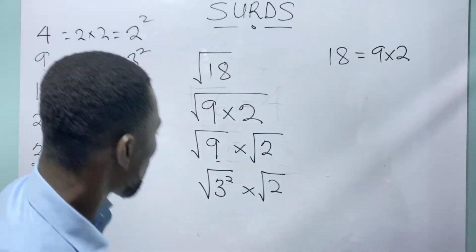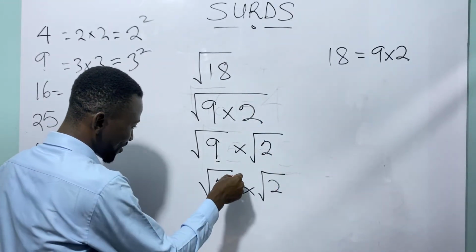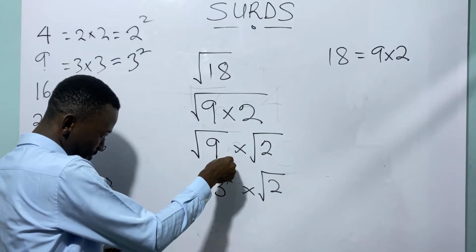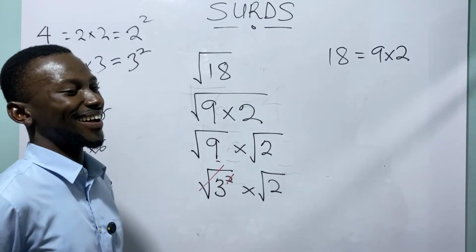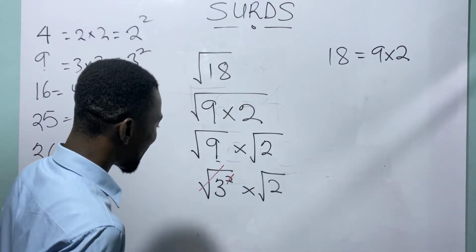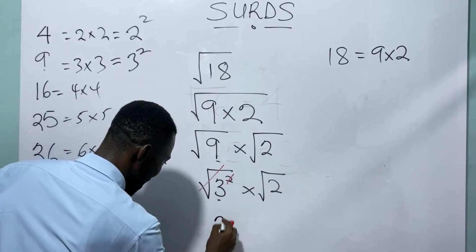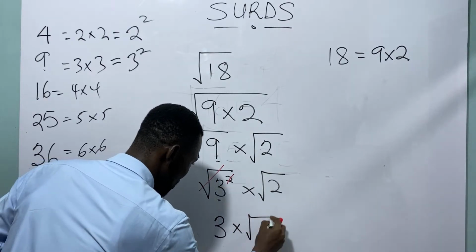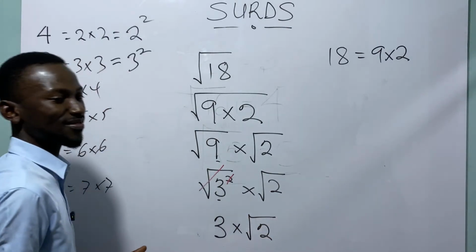Now what can we do from here? The 2 will cancel the square root sign. So we are left with the 3. So you have 3 times square root of 2.